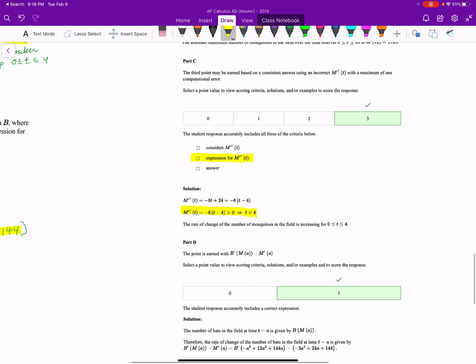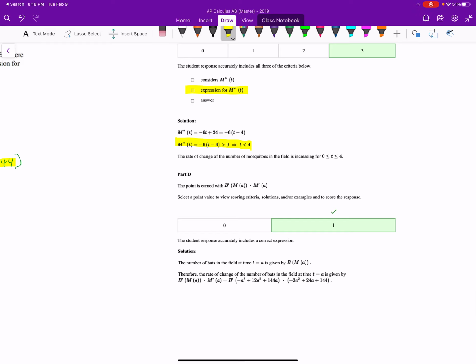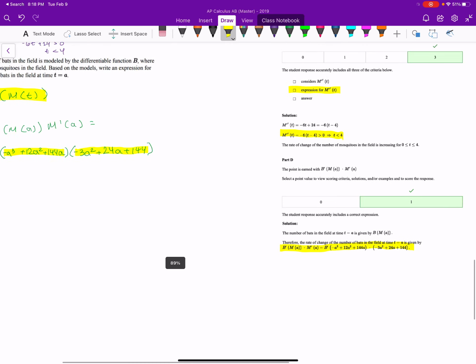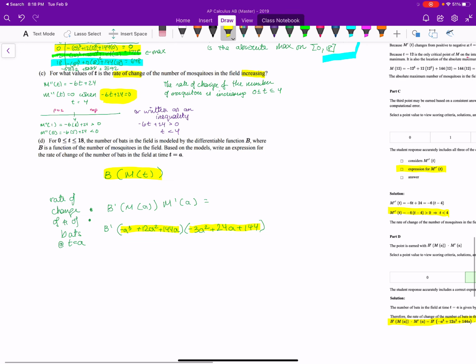So what do we got for part D? Yeah, so it's a one-pointer here. This is where you end up with this. It should include the correct expression, so it's not even saying that you need to have a sentence form for that.